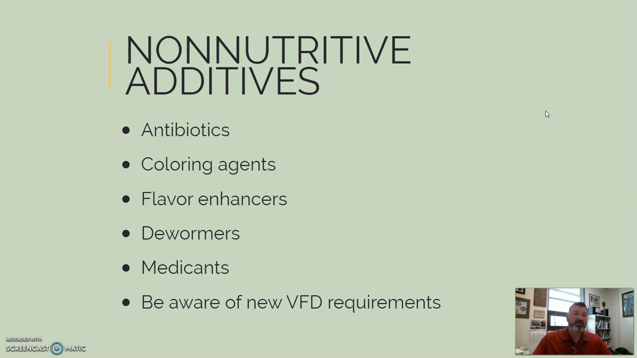At the bottom of the slide here, it talks about VFD requirements. Those are veterinary feeding directives. And in many cases now, you have to have a prescription from your veterinarian in order to add these to your ration. So make sure that you're not only working in concert with your nutritionist, but also if you need these things, you're working in concert with your veterinarian in order to write these prescriptions for appropriate feeding levels for the appropriate reason.